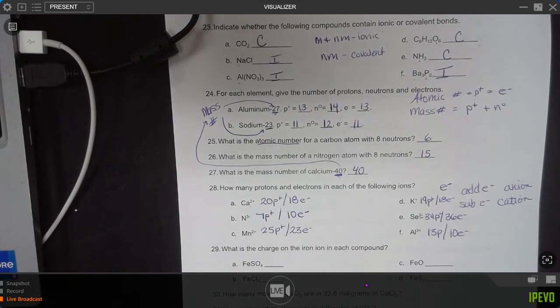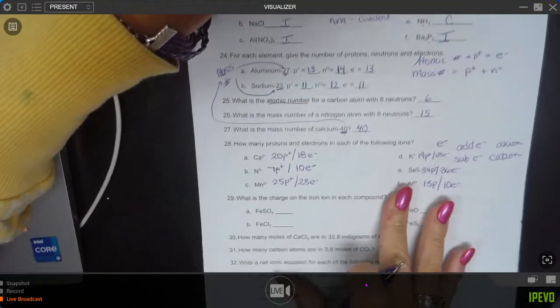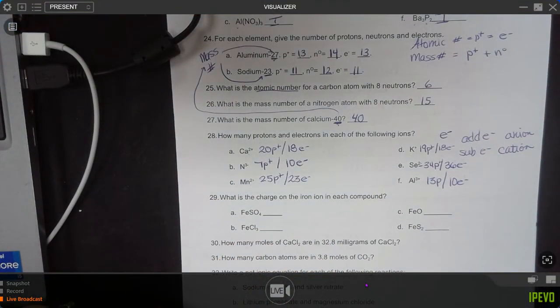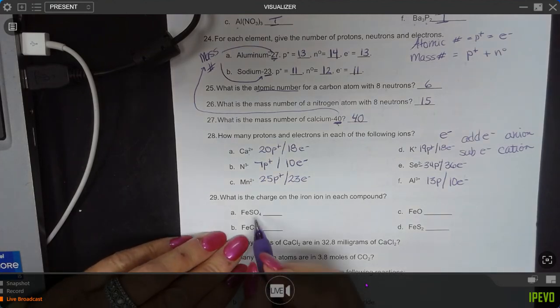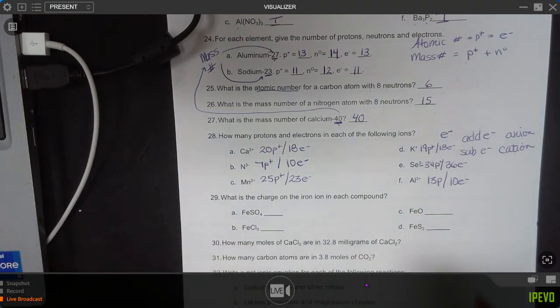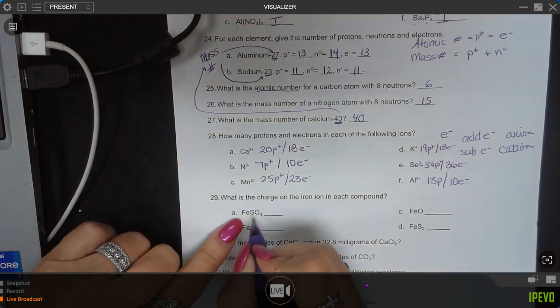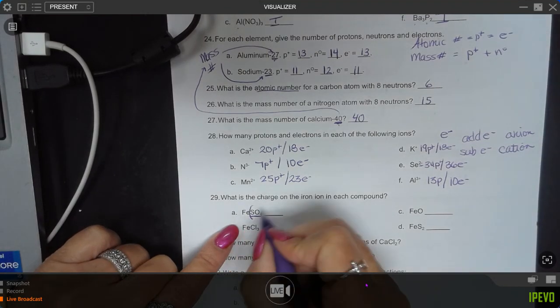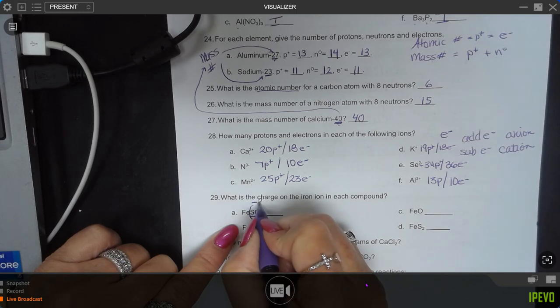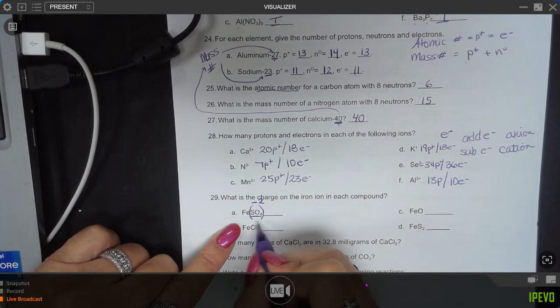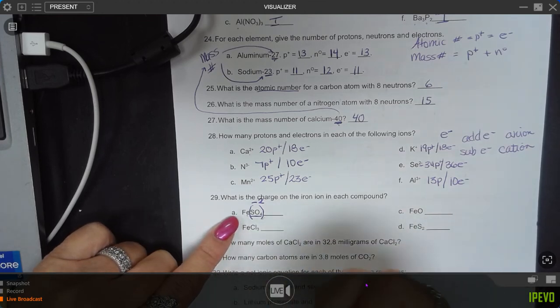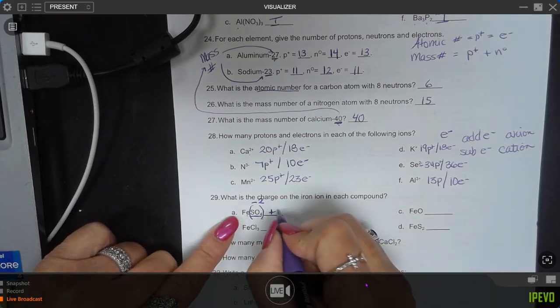All right, number 29 asks us, what is the charge on the iron in each compound? Okay, so what you have to do is look at the anion, because the positive charges and the negative charges have to cancel out. If we look for sulfate on the back of our periodic table, we will find sulfate has a -2 charge. Since there's just one sulfate ion, the iron has to balance that -2, so the iron is going to be +2.